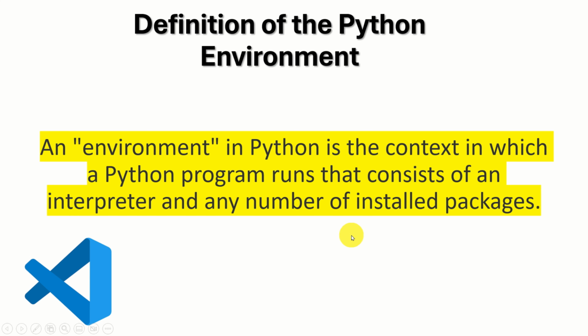First of all, let's define what a Python environment is. Here's the definition. An environment in Python is the context in which a Python program runs that consists of an interpreter and any number of installed packages. That is, we often have a Python interpreter, and besides the Python interpreter, we also have a number of packages. Typical packages are NumPy, SciPy, TensorFlow, PyTorch, etc.